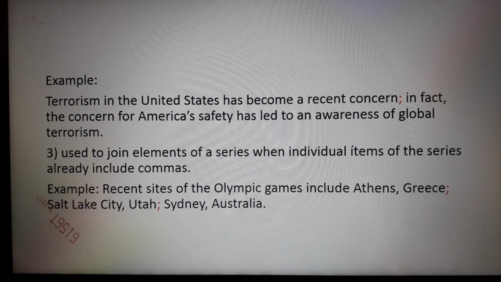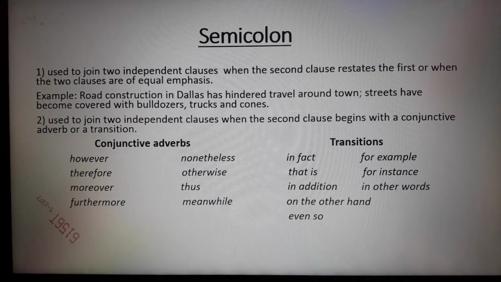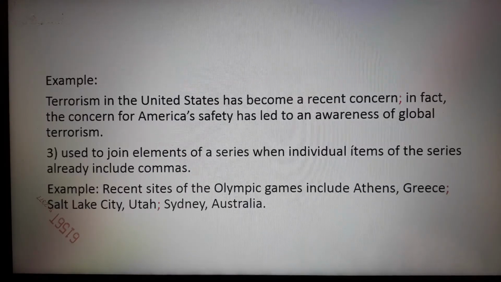In fact, the concern for America's safety has led to an awareness of global terrorism. As you can see here, "in fact" is a transition. So when you have a transition, you need to write a semicolon before the transition, and a comma after the transition. Okay? The semicolon is also used to join elements in a series when individual items of the series already include commas.